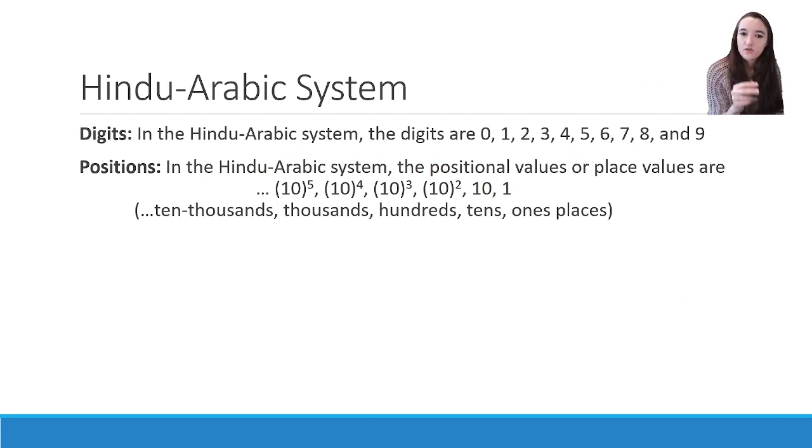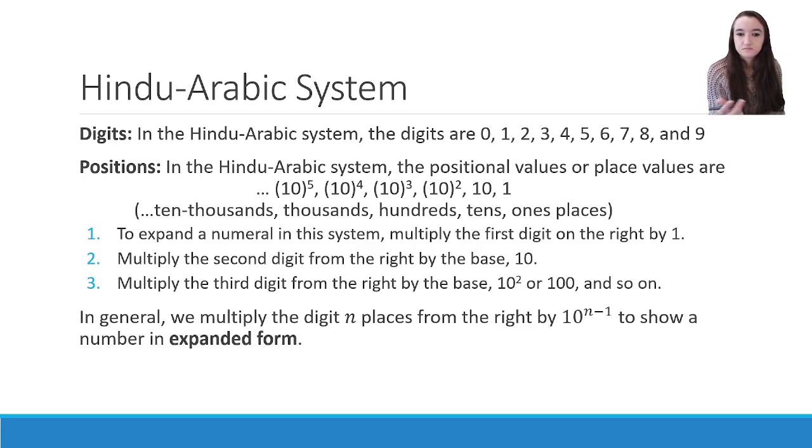So let's explore the Hindu-Arabic system a little bit more in depth. Of course we know we have the numbers 0 and then 1 through 9. We don't have a symbol for 10 because 10 is the base itself and is made up of the symbols 1 and 0. In the Hindu-Arabic system, the positional values are the powers of 10, starting with 1, which is 10 to the 0 power, 10, 10 squared, 10 cubed, 10 to the 4th, 10 to the 5th. In other words, the ones, tens, hundreds, thousands, 10,000s, and so on.